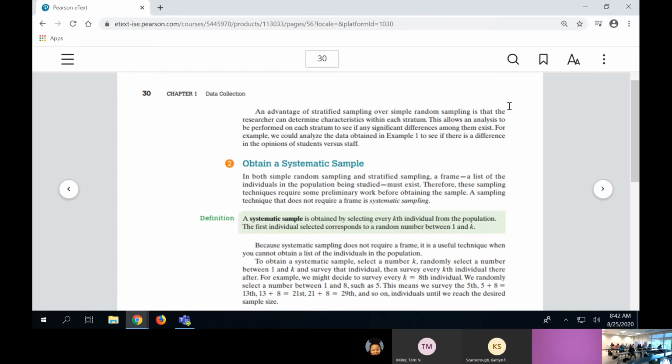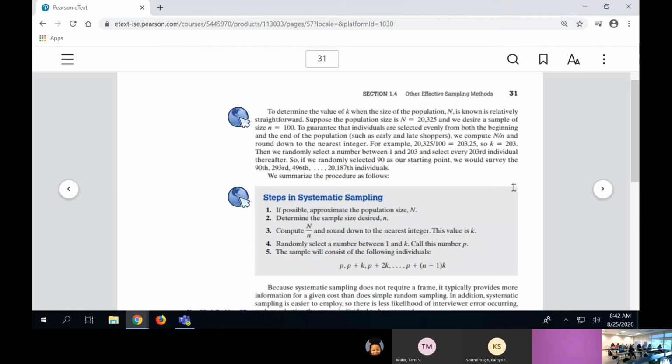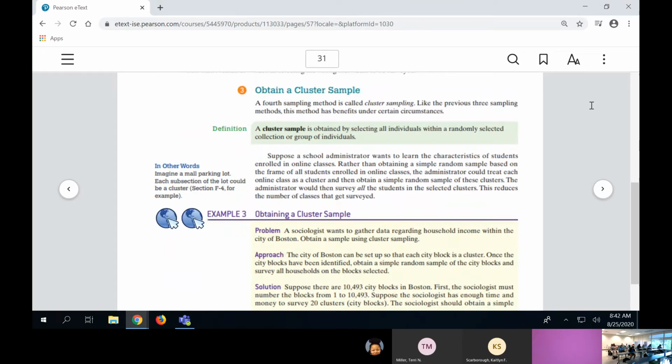Now, what's the third best? The third best is cluster. By selecting all individuals within a randomly selected collection or group of individuals. Let's say that I go down the block and I ask everybody on the block, you know, what's their favorite TV show? That would be a cluster sample. Everybody on the block. In other words, you got 8 houses on the block, that's 8 families. I would ask everybody in those families, what's your favorite TV show? That would be a cluster sample. You could go to a voting precinct and stand outside a voting precinct and ask them what's their favorite color. And that would be a cluster sample because you're going to a group that's already there. You're going to a group that all you have to do is ask them a question. They're already there. That's a cluster sample.